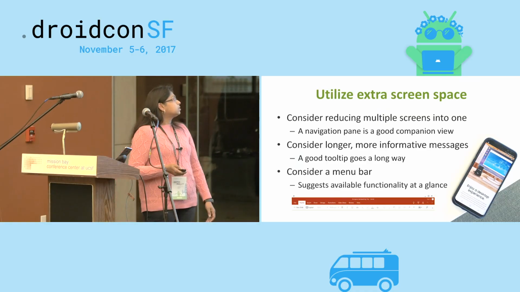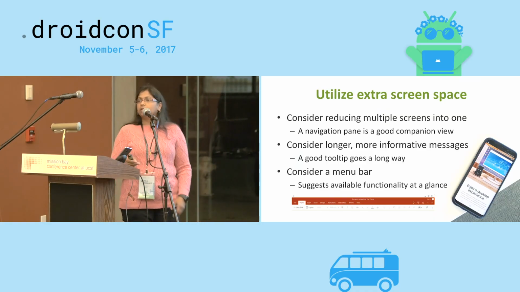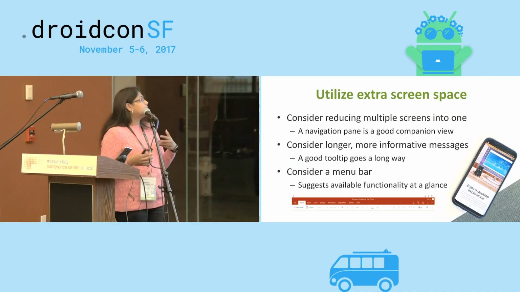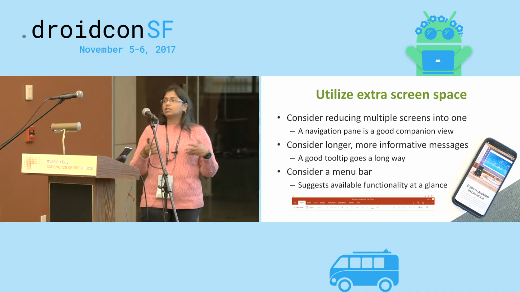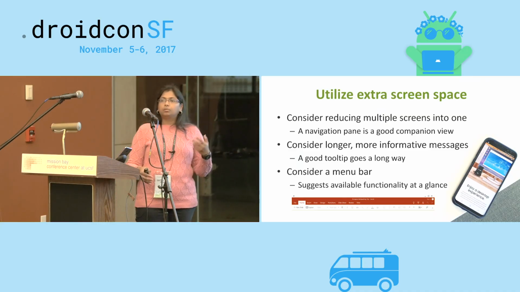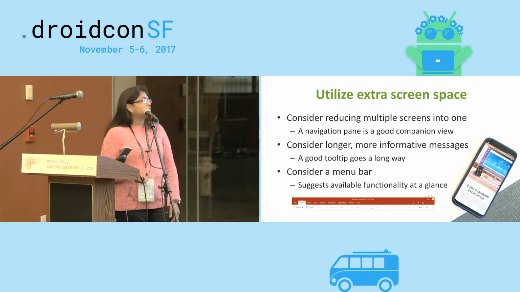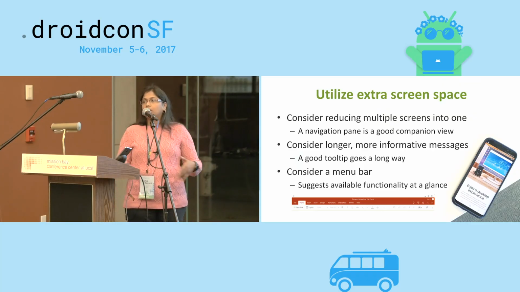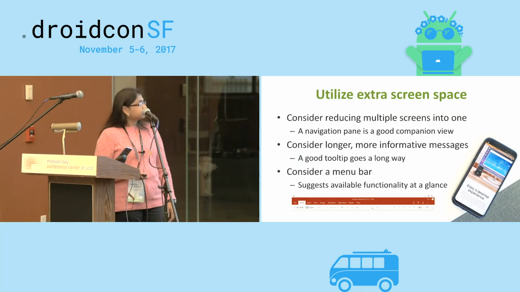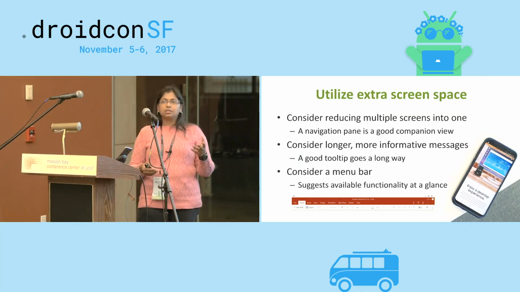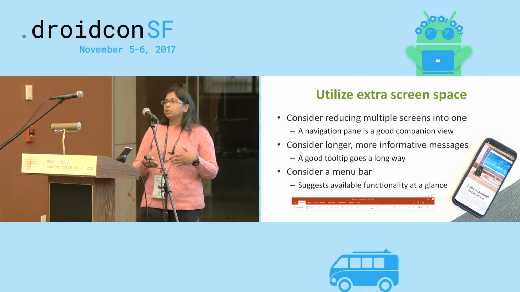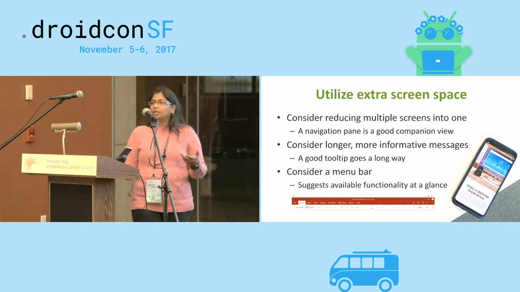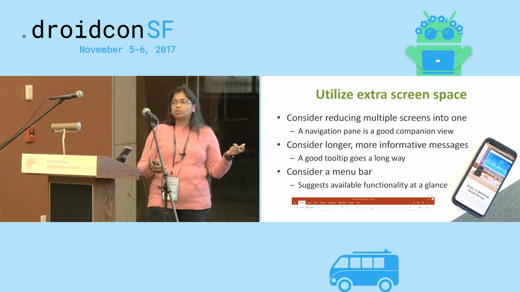So another good way is to consider using a menu bar. It gives you contextual information about all the functionality that is available in your application. The menu bar is one of the best tools that you can use to make your app compatible in the desktop mode. If your app is already compatible with tablet mode, then it will most likely run better in the desktop mode as well.